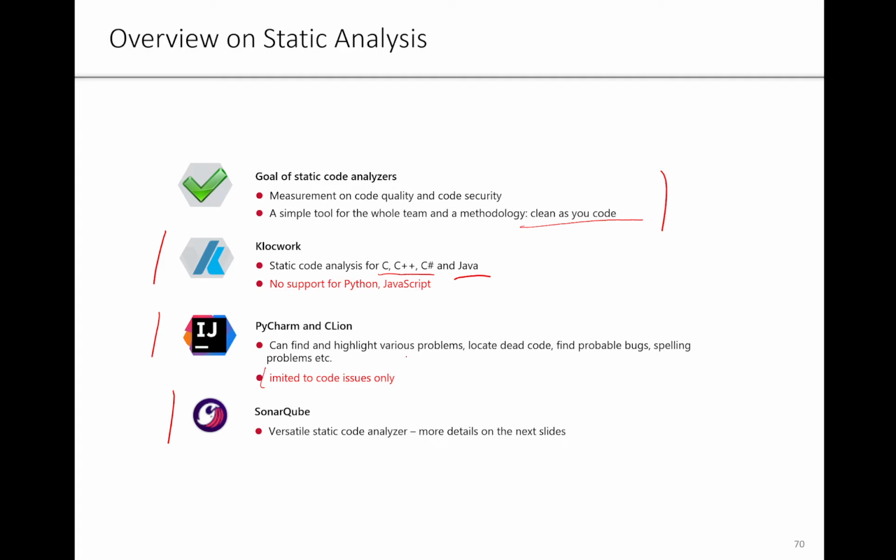So also, okay, this does not support Python and JavaScript. This locates bad code, finds probable bugs and spelling problems, but is limited to code issues only, so less system to system. SonarQube is more versatile, which we will talk about now, but of course there are many tools that you can look into. I just want to show you the example so that you have seen it once.